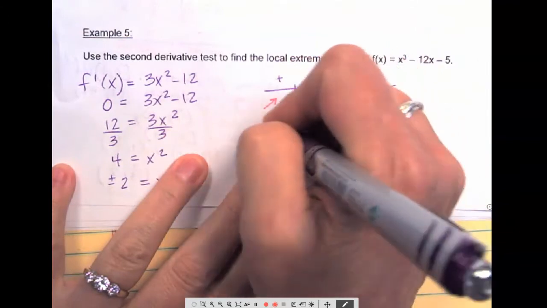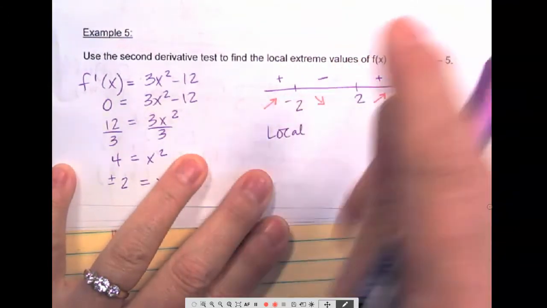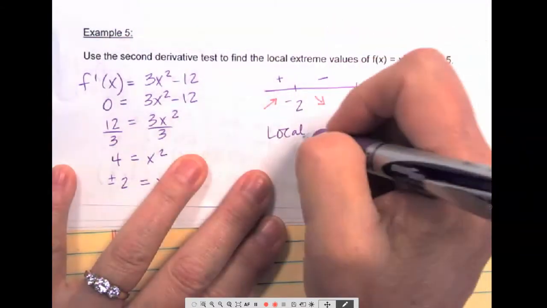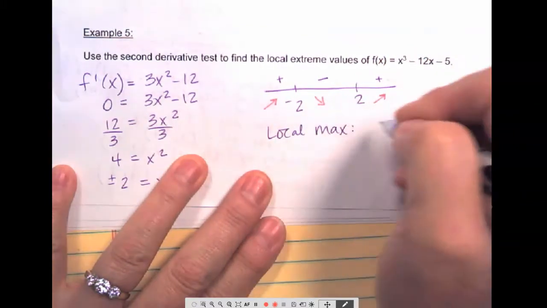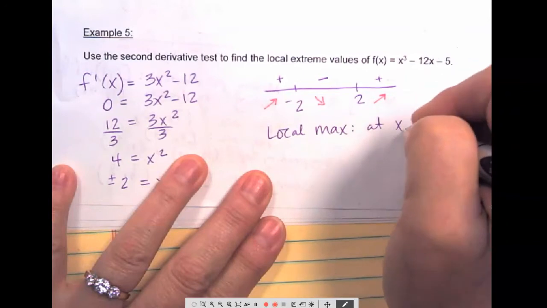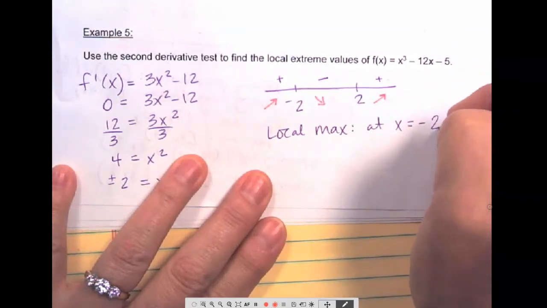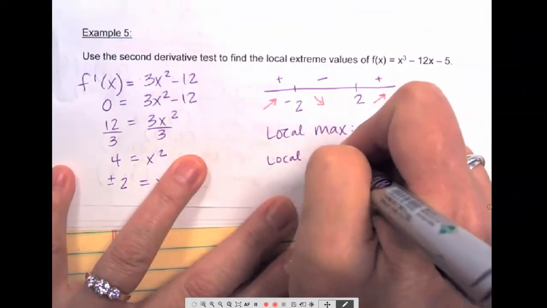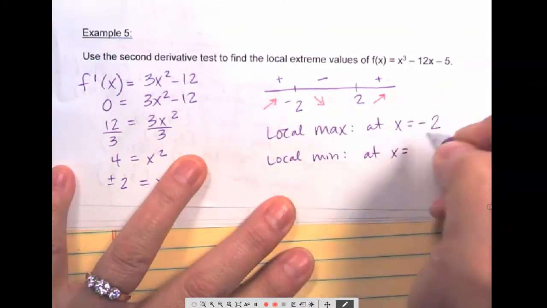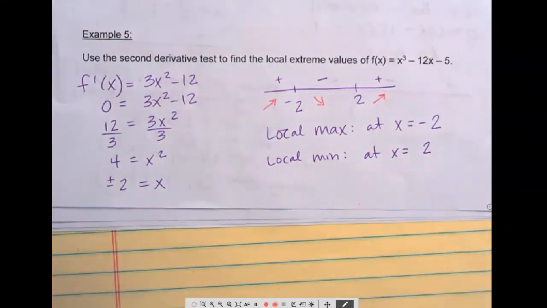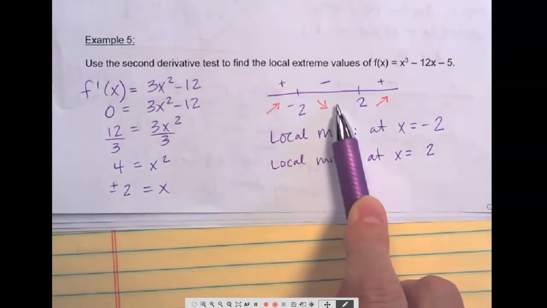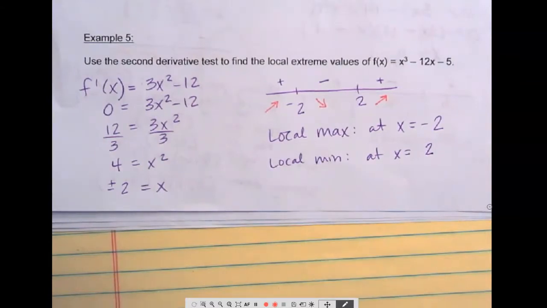So I have a local max, and I'm saying local because that's what was in the directions, but we'll talk about how we would know it's not absolute in just a second, at x equals negative 2. Local min at x equals 2. Did I answer the question? It did tell me to use the second derivative, but I already know this with the first derivative sign chart. So I don't have to do that, but I still haven't answered the question.